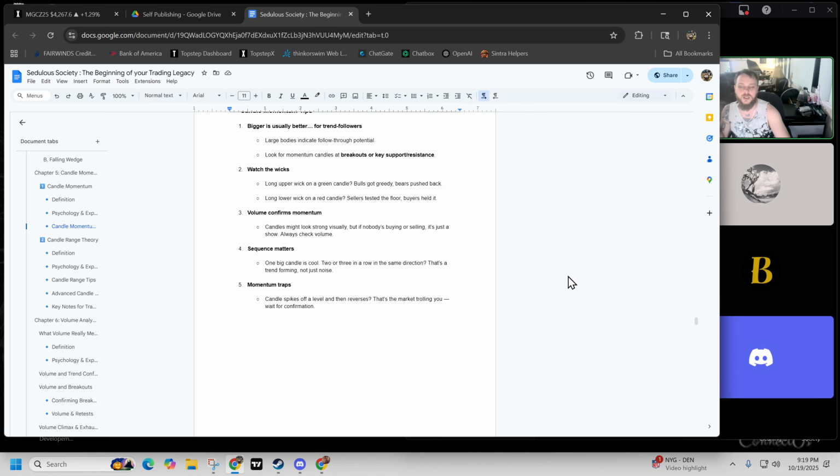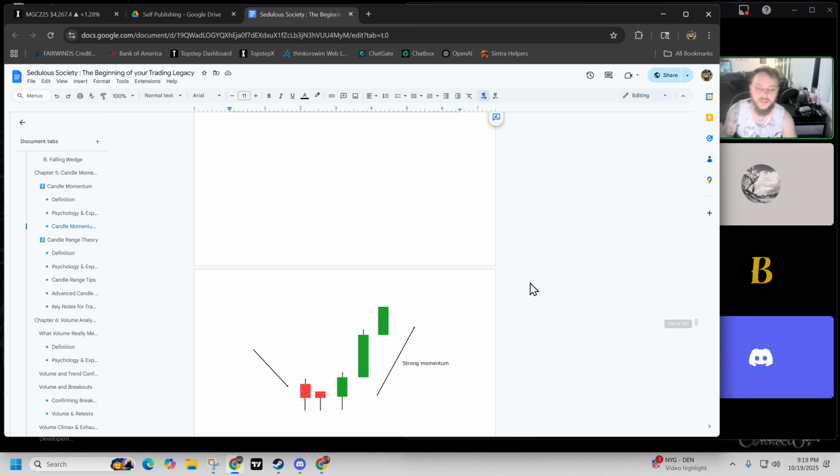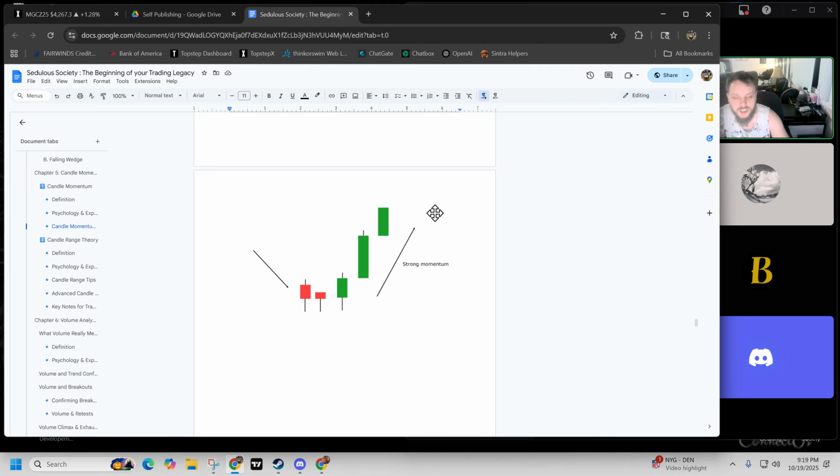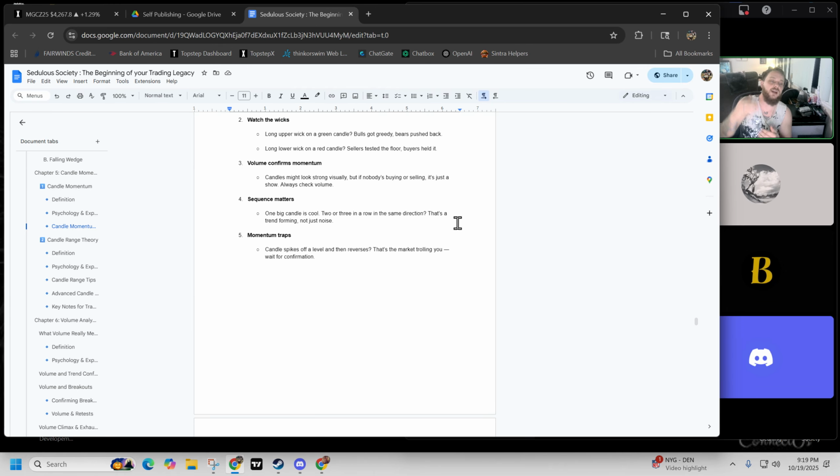Sequence matters. One big candle is cool. Two or three in a row in the same direction, now that's a trend forming, not just noise, right? And at that point, you see exhaustion. You're going to see people start to fight back, and you're going to want to see that and make sure of it. Just because you keep seeing candles, I'm not saying to hesitate, never hesitate.